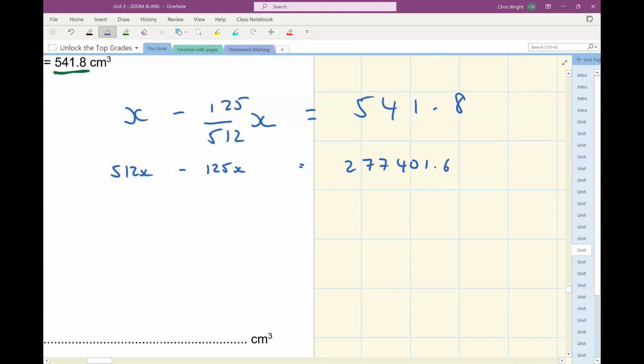Now let's look at the left-hand side. You've got 512x minus 125x. So altogether you've got 387 x's, and that equals 277,401.6. So to work out x, I'm going to do 277,401.6 divided by 387. That gives me an x of 716.8.